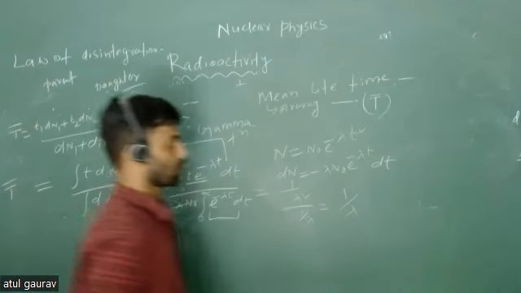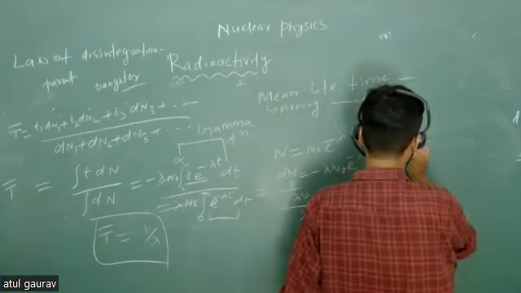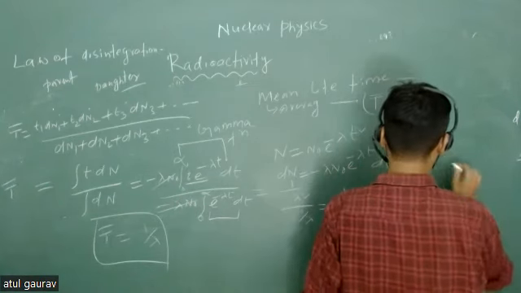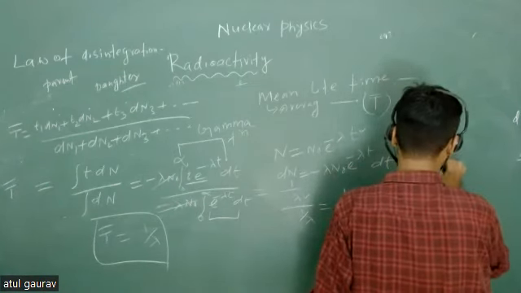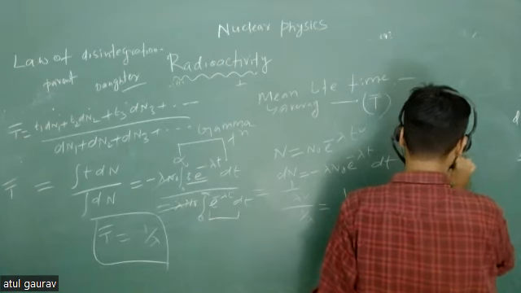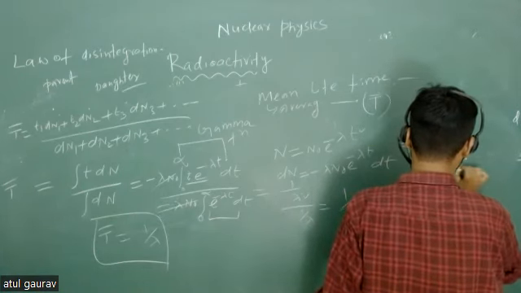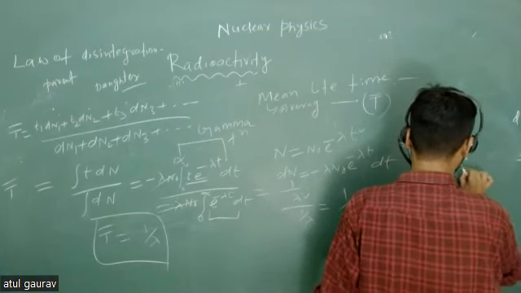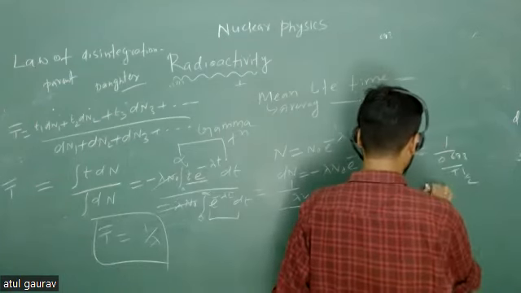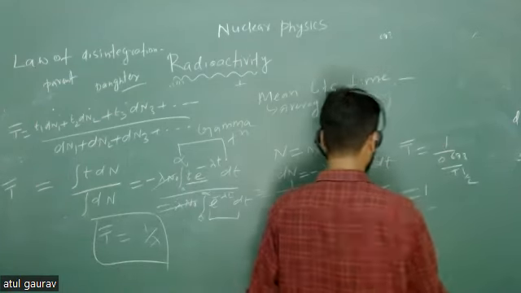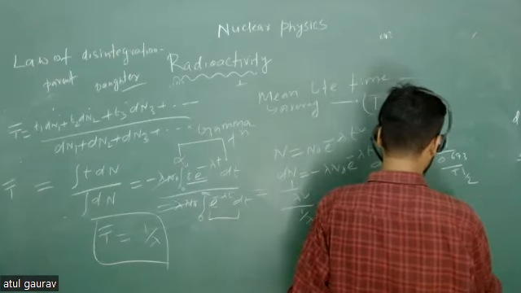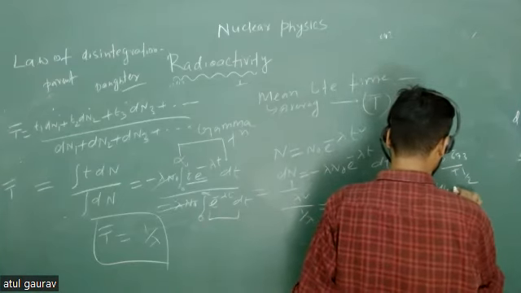Yes, sir. So average life is 1 by lambda, and lambda was how much? 0.693 by t half, right? So if you solve it, the average lifetime will be 1.44 t half.